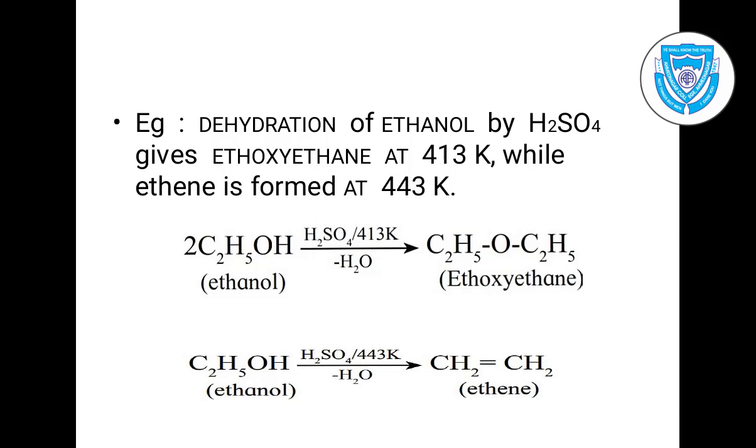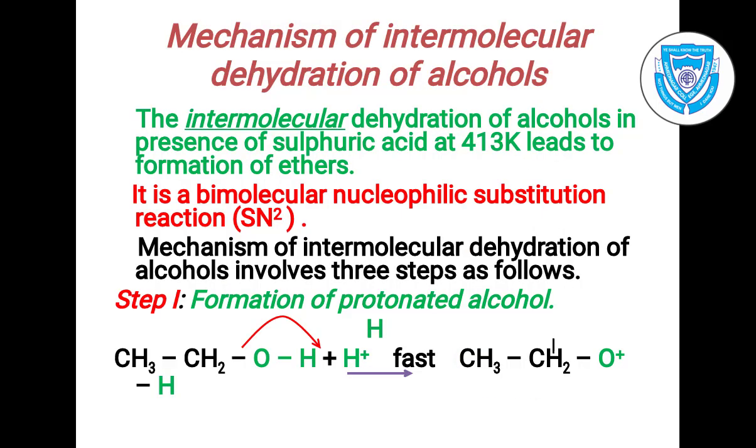Okay, so the mechanism of intermolecular dehydration of alcohol, how it is going to be there, we'll see in detail. The intermolecular dehydration of alcohol takes place in the presence of sulfuric acid at 413 Kelvin, which leads to the formation of ethers. It follows the SN2 mechanism, that is bimolecular nucleophilic substitution reaction. We'll see the mechanism in detail, step by step.